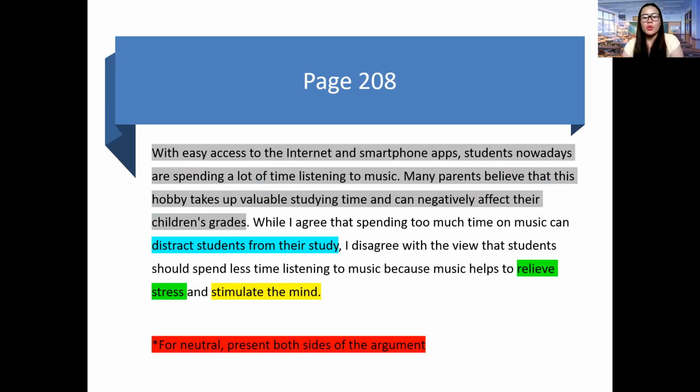You say this: while I agree that spending too much time on music can distract students from their study, I disagree, because students should spend less time listening to music because it can relieve stress and it can stimulate the mind. So in your first body paragraph, you talk about how listening to too much music can distract students from their studies. In your second body paragraph, you can say, however, music is also good. It can relieve stress. The word "however" is important there. We'll learn more about that when we study body paragraphs. But if you're neutral, you have to state it like this. Moving on to the next example.